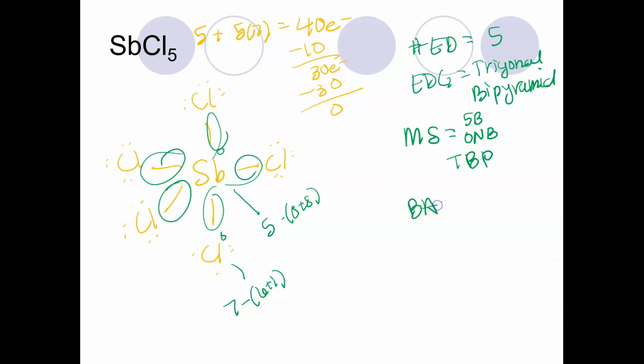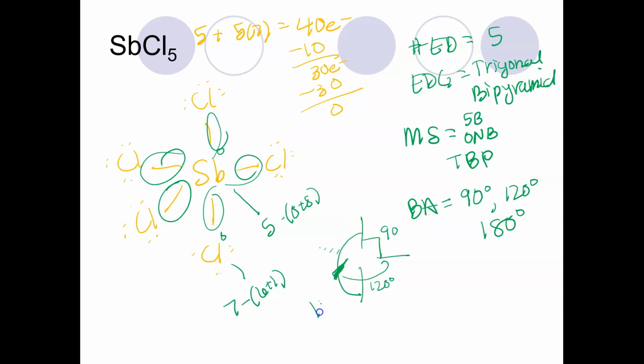Bond angles, this is the weird one. There are 2 bond angles. Well, actually 3. 90 degrees, 120 degrees, and 180 degrees. This is the one that kind of looks like this. There's the 120 degree, there's the 90, and there's the 180.